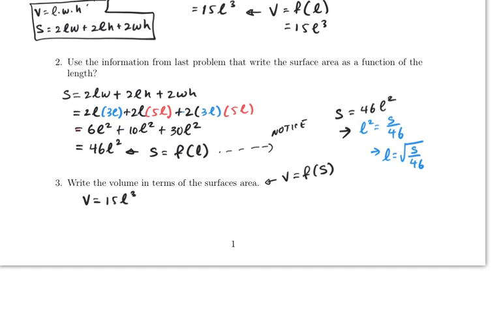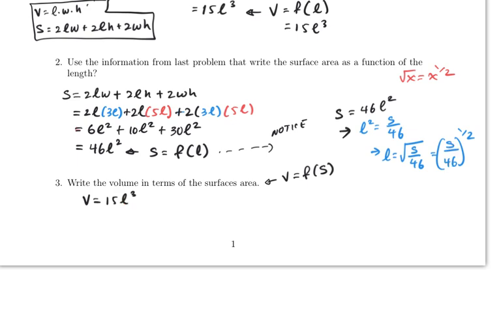Also from your previous math classes in high school, remember that this can be written as S over 46 to the 1/2. It's very important that you remember this, that the square root of X is the same thing as X to the 1/2. We're going to talk about that specifically in a couple of weeks, but for now you just need to remember that part. Now you have an equation for L in terms of S, so all you have to do is change L into this.